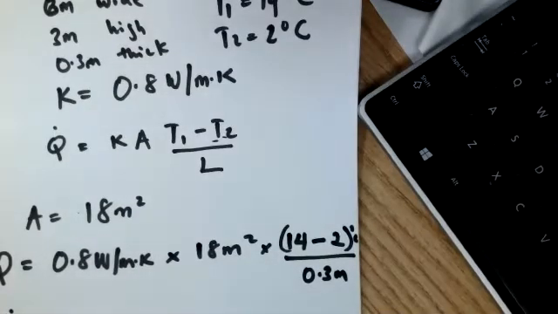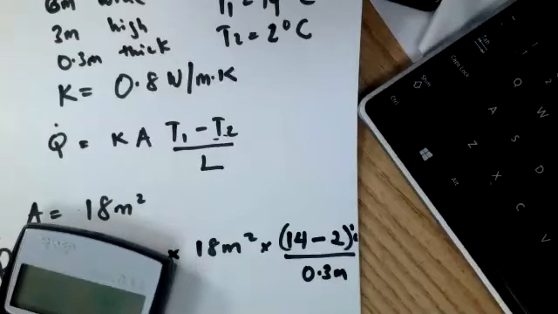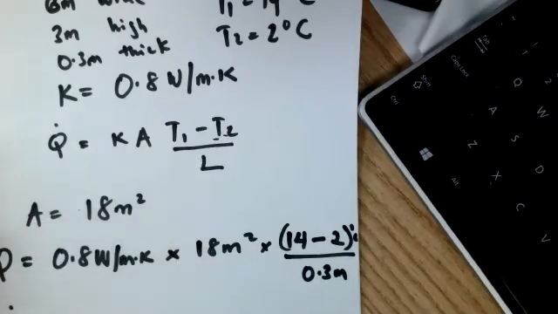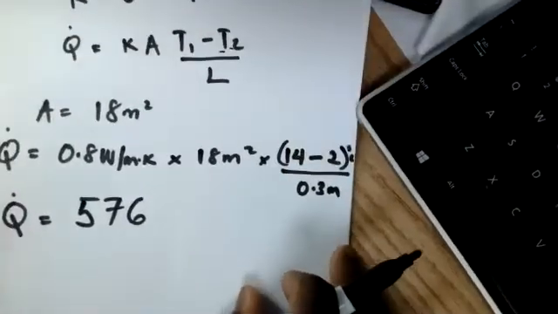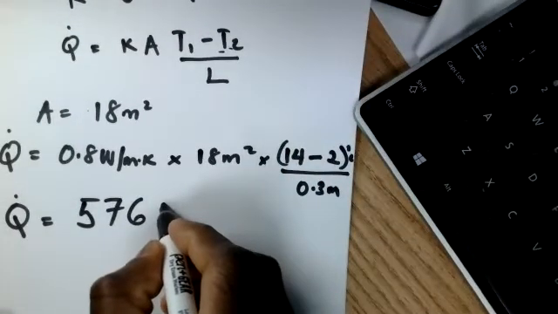If you compute this, okay, we have 0.8 multiplied by... compute temperature difference first. So this is 12 divided by 0.3 multiplied by 18 multiplied by 0.8. Okay, we get our answer to be 576 watts.